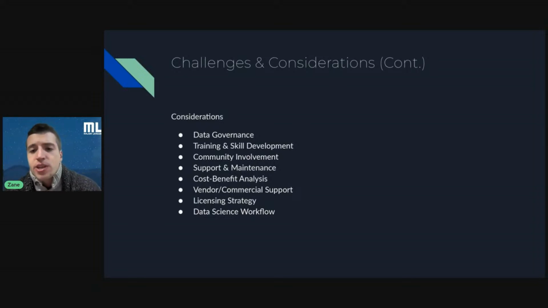Organizations need to establish clear data governance policies when working with data science tools to ensure data quality, security, and compliance with regulations. There's training and skill development. Data scientists and teams must invest time in learning and mastering tools and libraries. Training and skill development are essential to make the most of these resources as a result. Community involvement, especially for those participating in open source communities. Contributing to projects or reporting issues helps improve the tools and ensures they remain relevant and well maintained.